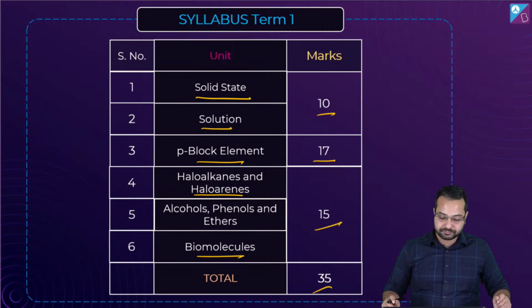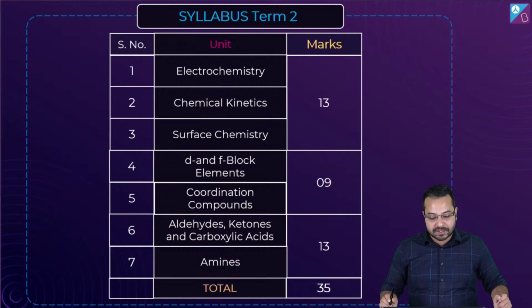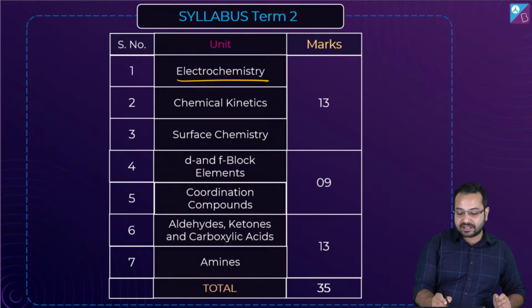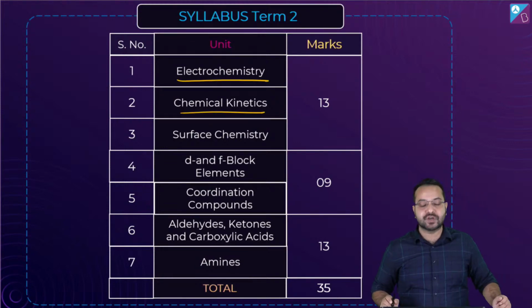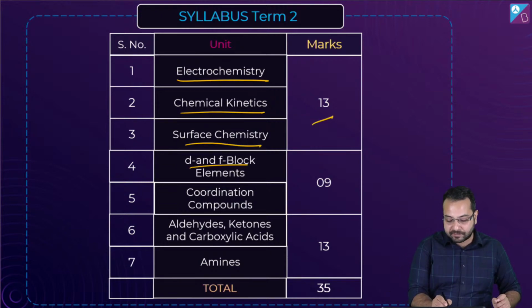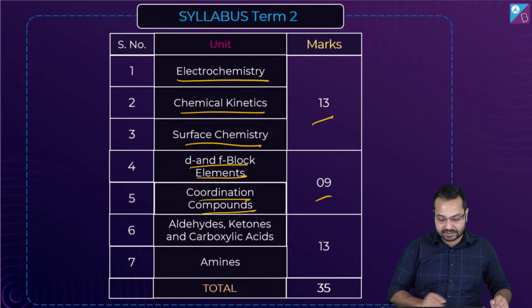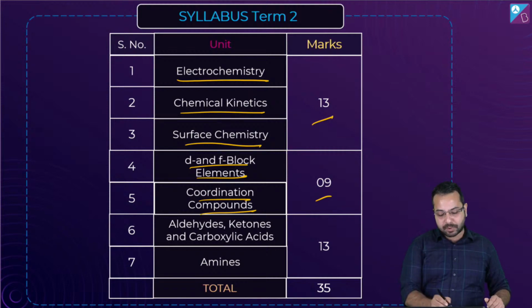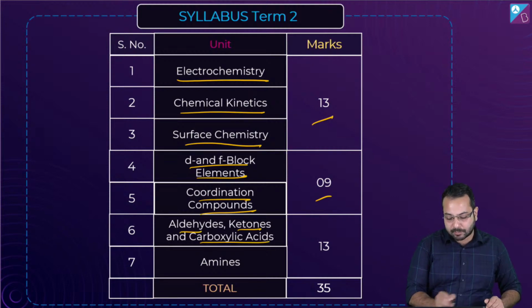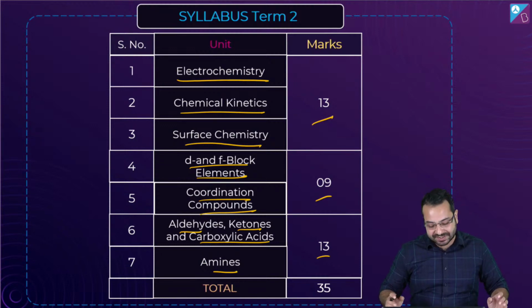Correct? Okay, now let's talk about the Term 2 syllabus. In the Term 2 syllabus, the physical chemistry part, electrochemistry, chemical kinetics, surface chemistry, that is going to carry 13 marks, and D and F block elements and coordination compounds, the inorganic part, that is going to carry 9 marks. And the organic part, aldehydes, ketones, carboxylic acids and amines, they are going to carry 13 marks, which makes it a total of 35 marks.